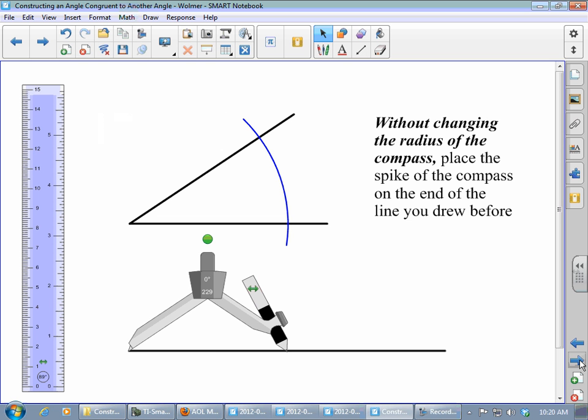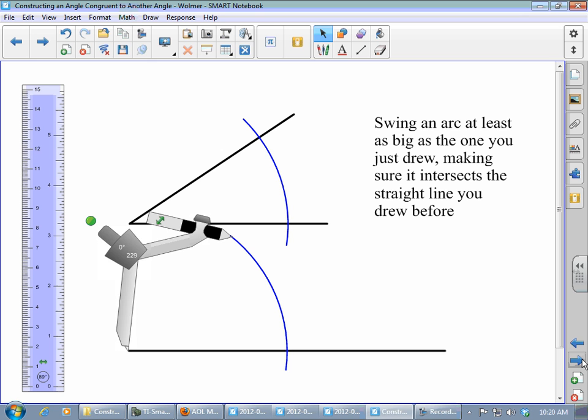Without changing the radius of the compass, place the spike of the compass on the end of the line you drew before. Then swing an arc at least as big as the one you just drew, making sure it intersects the straight line you drew before, right there.